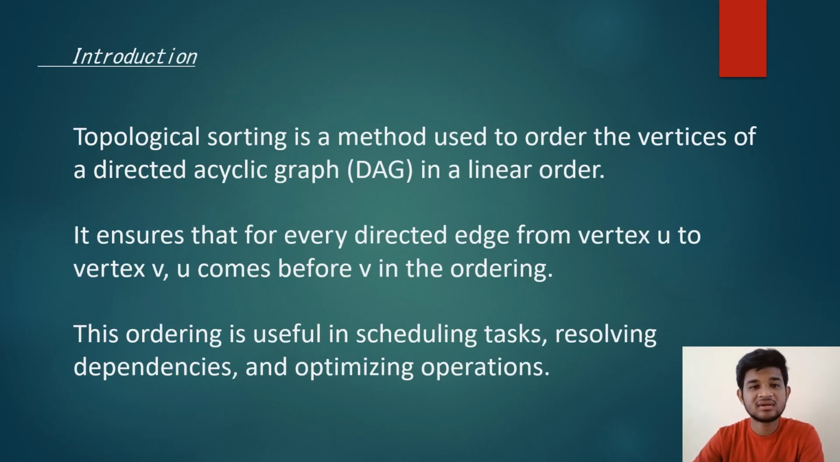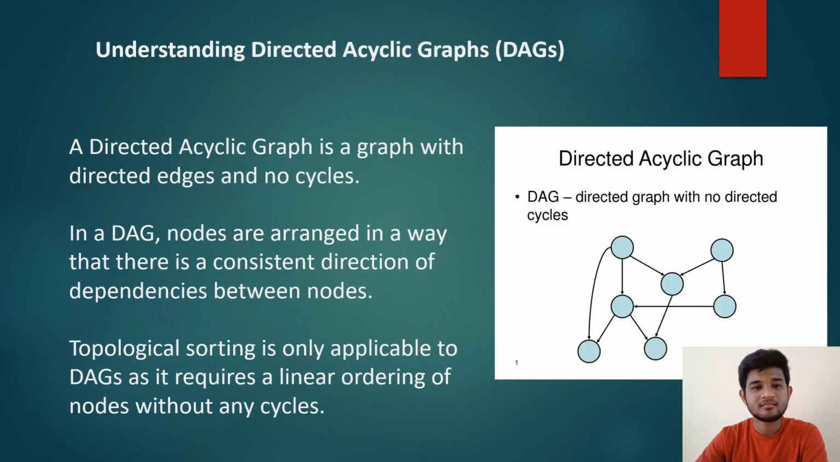Now let us move on to another topic, that is topological sorting. That is the introduction. Topological sorting is a method used to order the vertices of a directed acyclic graph (DAG) in a linear order. It ensures that for every directed edge from vertex u to vertex v, u comes before v in the ordering. This ordering is useful in scheduling tasks, resolving dependencies, and optimizing operations.